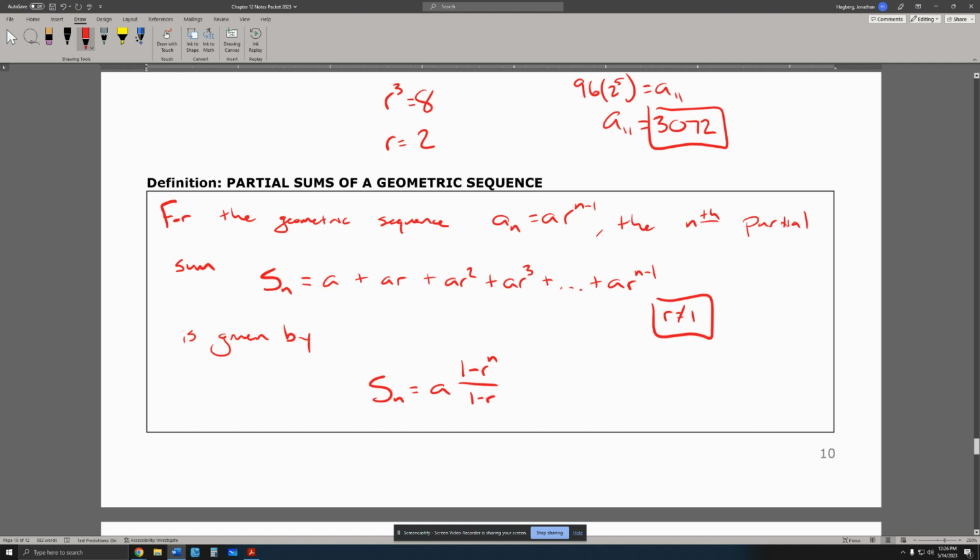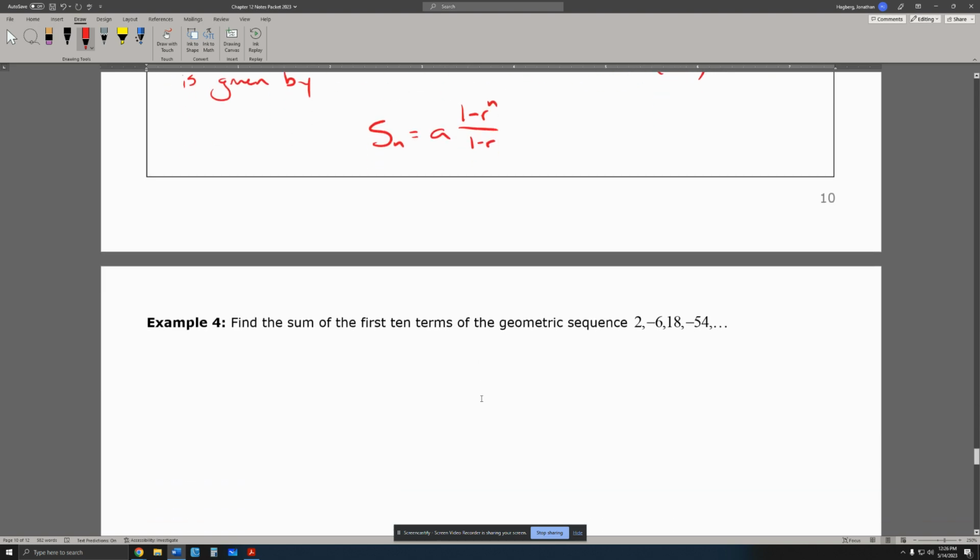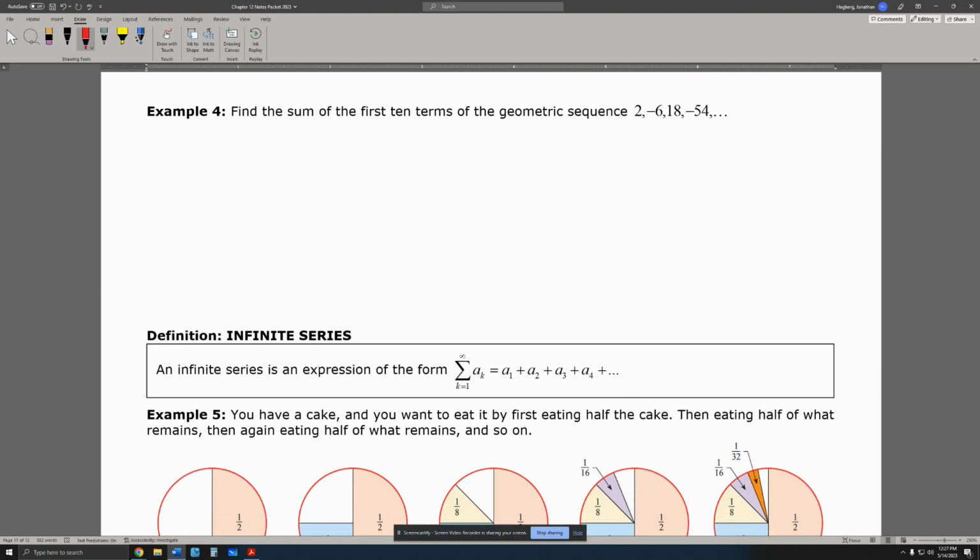Okay. I'm actually not going to circle that. I'm just going to put in parentheses. Okay, so the nth partial sum of a geometric sequence is Sn equals a, the first term, times 1 minus r to the n, all over 1 minus r. Okay, so let's get some practice. Flip the page. Example 4.